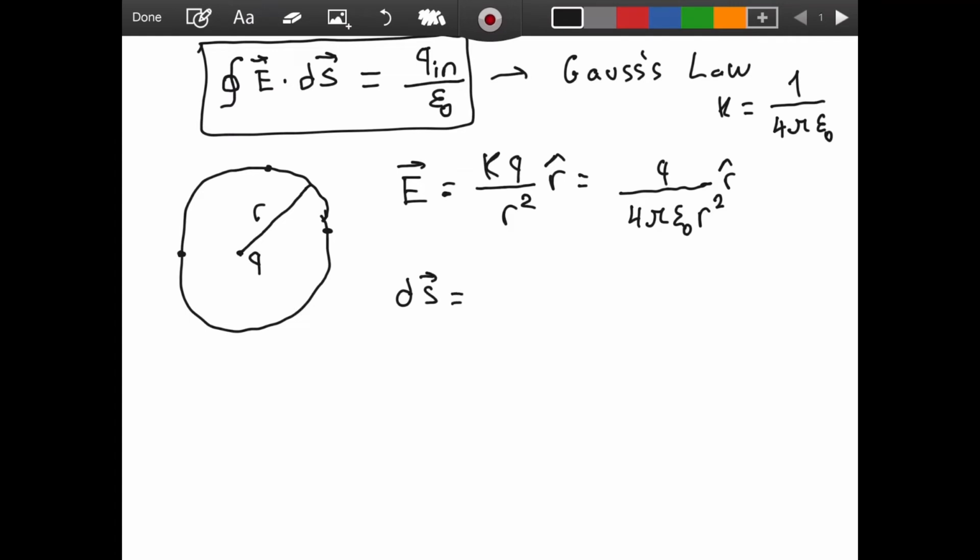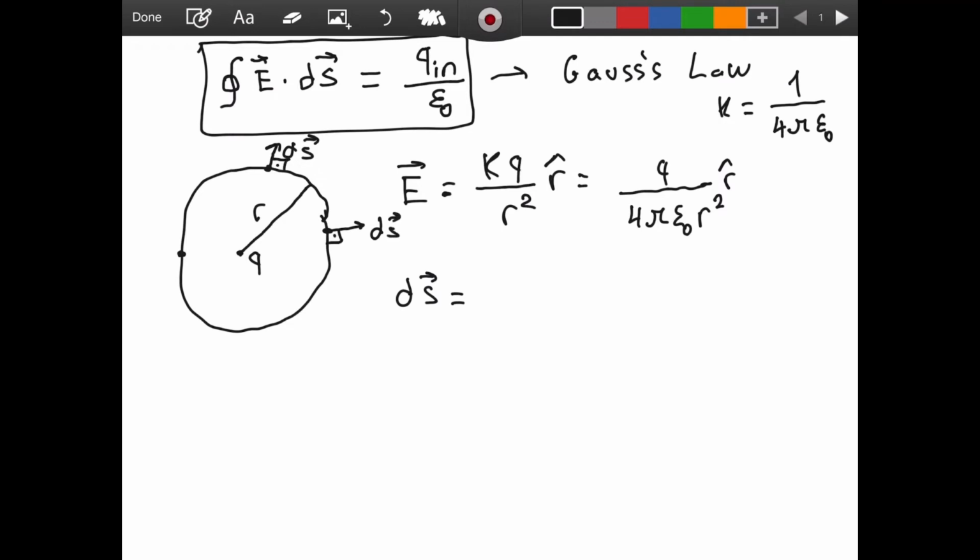is defined as a surface vector that is pointing away from the surface, away from the closed surface, and it is always perpendicular to the surface. So if we are at this point, it is perpendicular to the surface. Perhaps we are at this point, it is perpendicular again. It is always perpendicular.